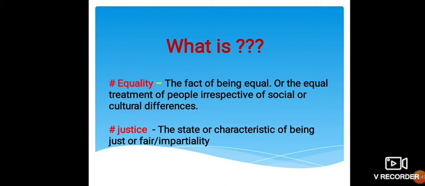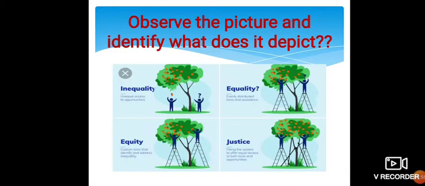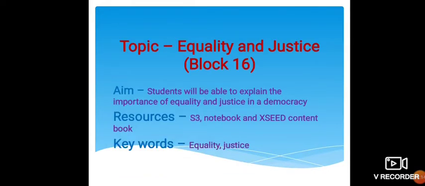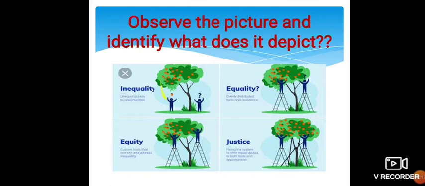We'll be learning about some of the importance of equality and justice in a democracy. Now you have to observe the picture and identify what it depicts. I'll give you a few seconds to think. As you observe the picture, there are 4 pictures here: 1, 2, 3 and 4.